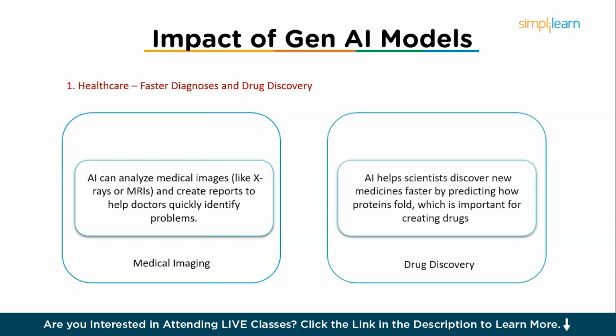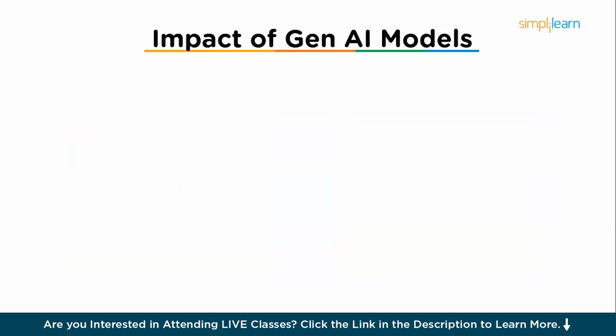Then we have drug discovery. So AI helps scientists discover new medicines faster by predicting how proteins fold, which is important for creating drugs. For example, a company used AI to discover a new drug in just 18 months, which usually takes much longer time. Then moving on to the next one, we have finance, that is a smarter risk management and report generation.